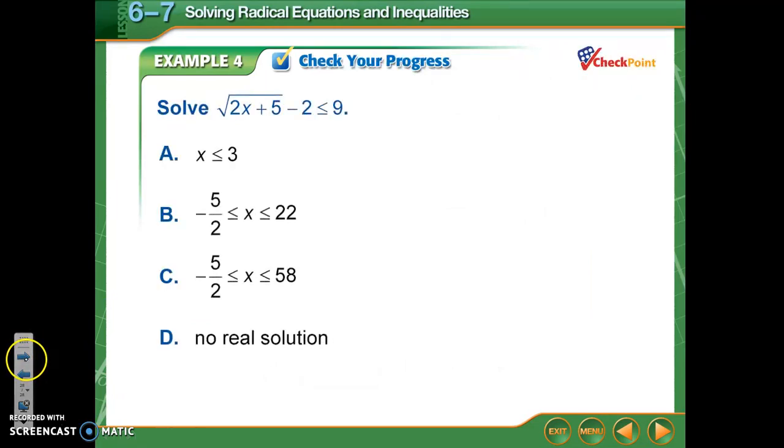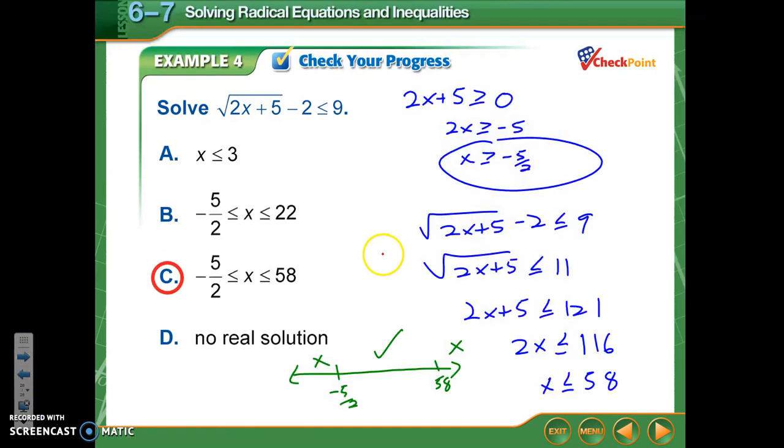All right, you guys try this one last problem. All right, in this case, your answer should be C. All right, here's the work.